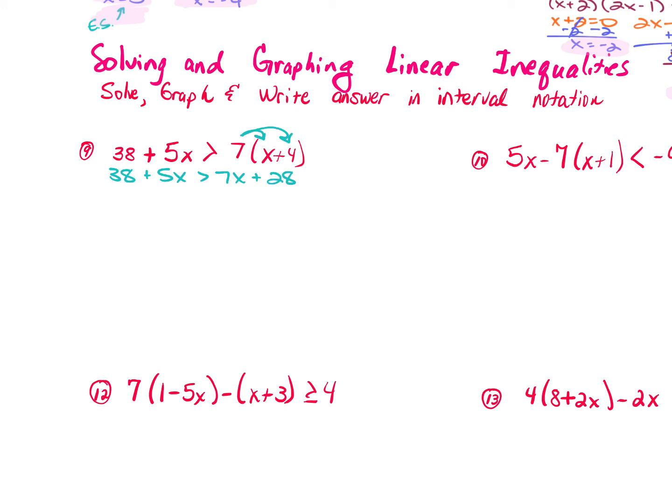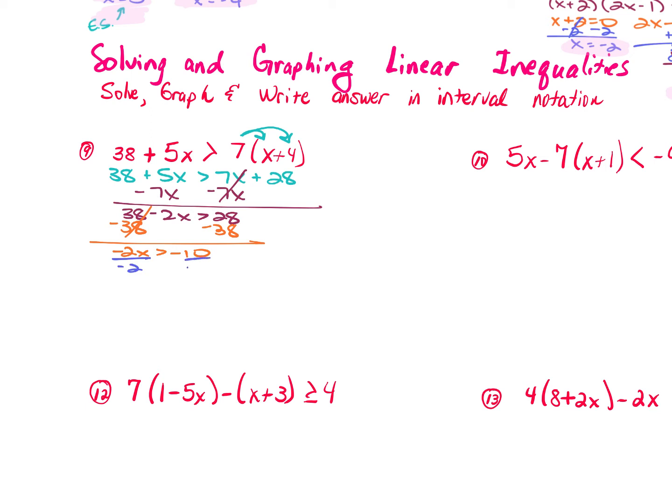What are you moving? The 7x. So we're going to subtract it from each side. So this gives us 38 minus 2x is greater than 28. Then what? Subtract it from each side. So you have negative 2x is greater than negative 10. From here, what are you going to do? When you divide each side of an inequality by a negative, what else do you have to do?